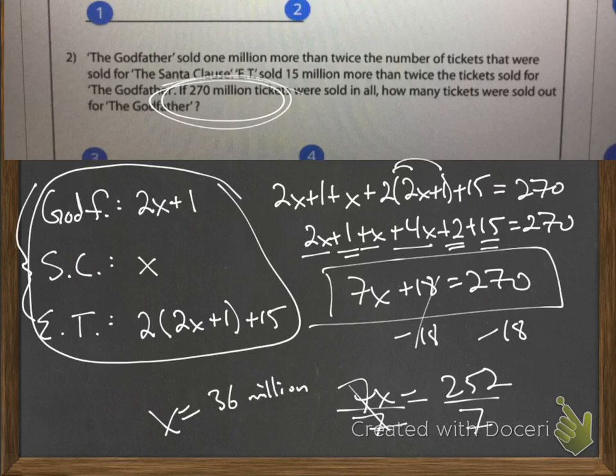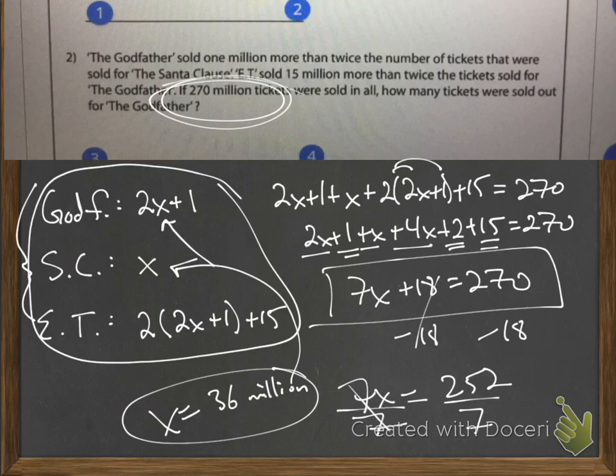Okay. But we got to go back to the question. Because the question said how many were sold for The Godfather. This 36 is x. So that's for Santa Claus. We need to plug it in here for The Godfather. But no big deal. I'm going to write in black pen up at the top here so it pops. So 2 times x plus 1, 72 plus 1, for a total of 73 million tickets for The Godfather.